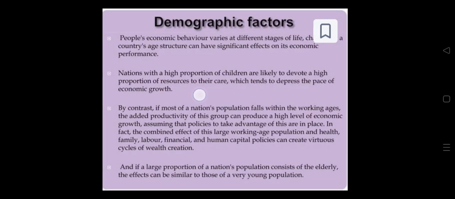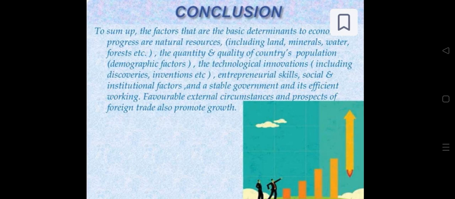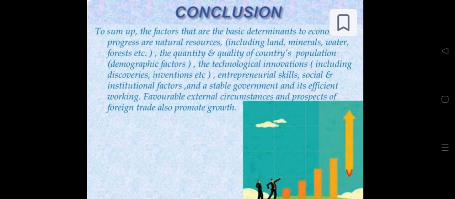Okay. So, conclusion. To sum up, the factors that are the basic determinants of economic progress are natural resources, including land, minerals, water, forests, etc. The quantity and quality of a country's population, that is demographic factors. The technological innovations, including discoveries, inventions, etc. Entrepreneurial skills, social and institutional factors, and a stable government.